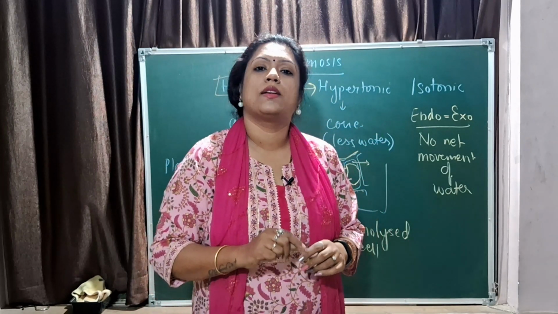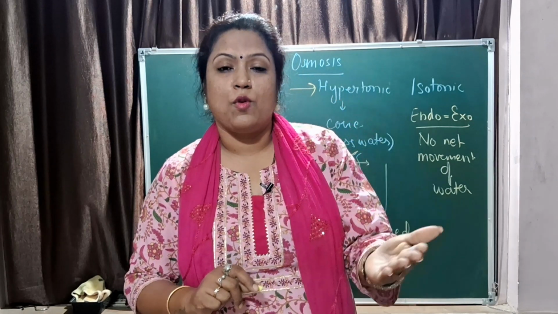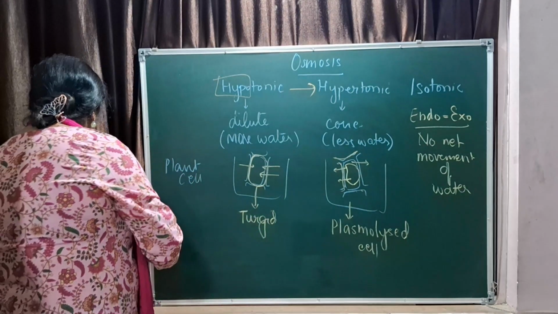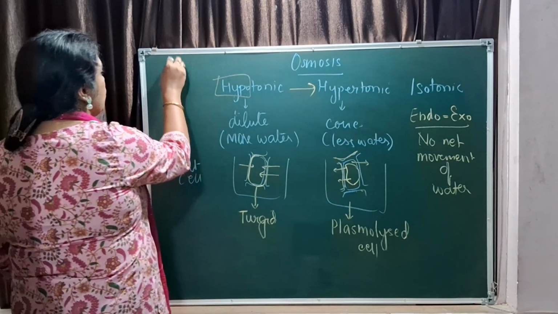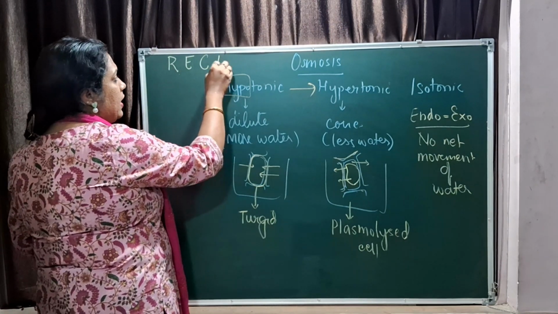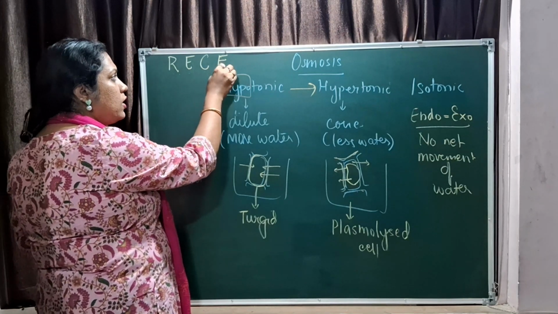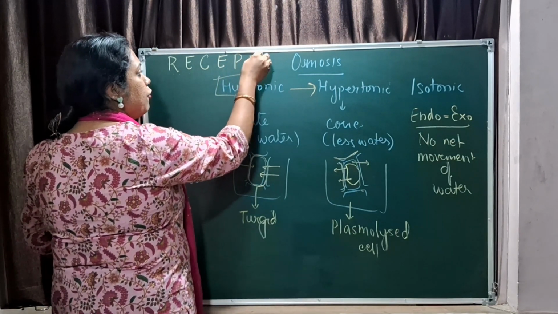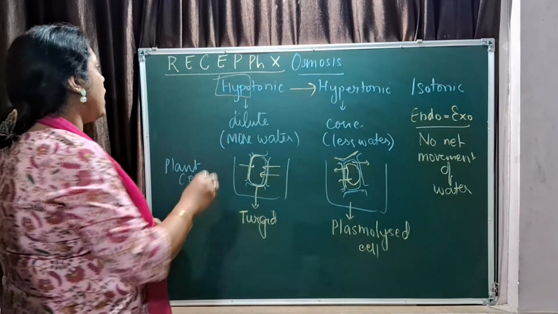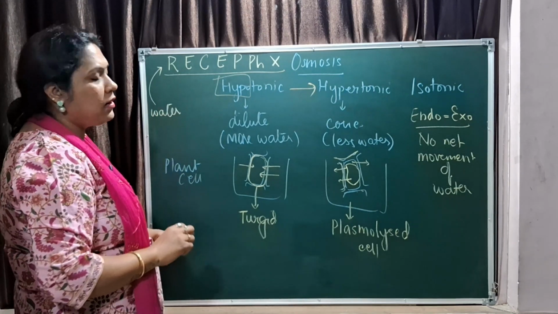There is one more question that comes: arrange the logical sequence, starting with the root hair. Then what is there after root hair? The order is root hair, epidermis, cortex, endodermis, pericycle, phloem and xylem. This is the order that you need to know for how the water moves into the root hair. Is that clear?